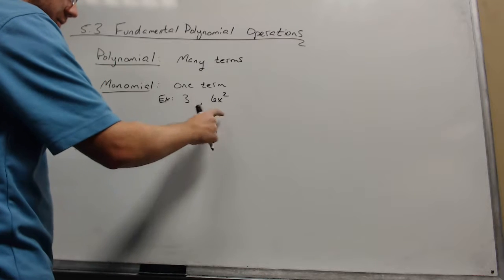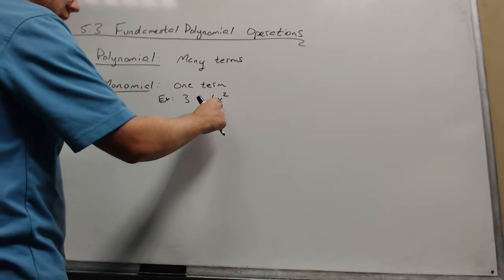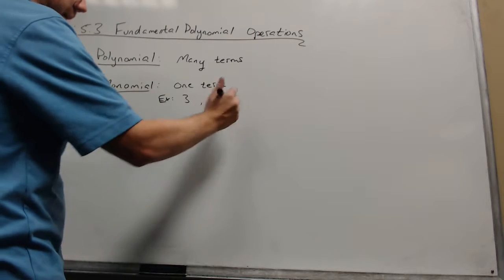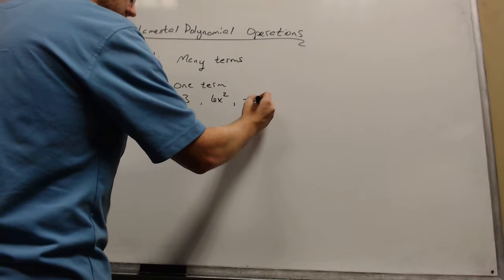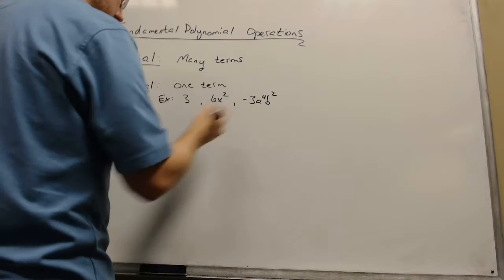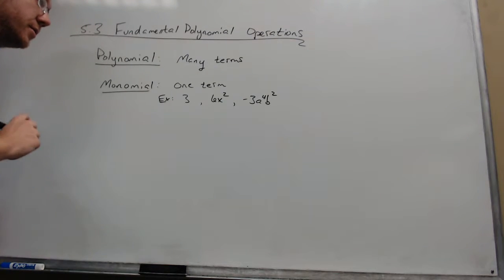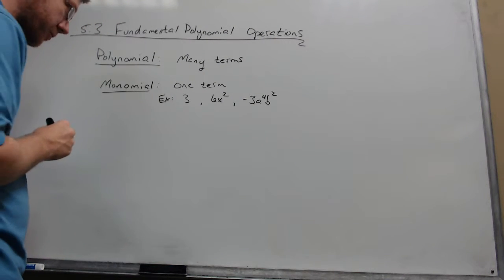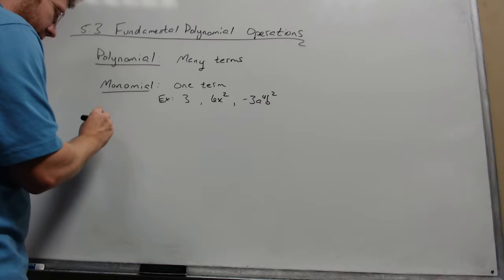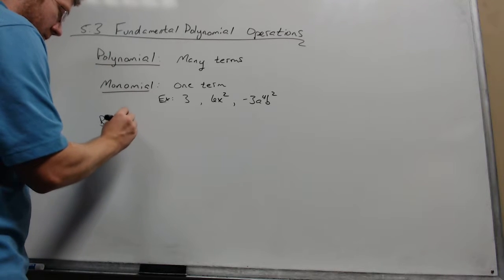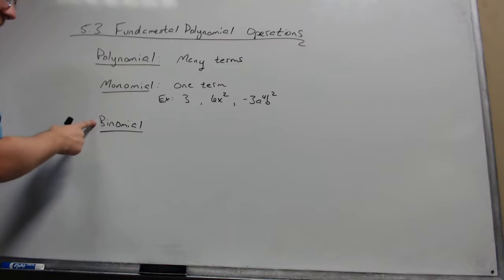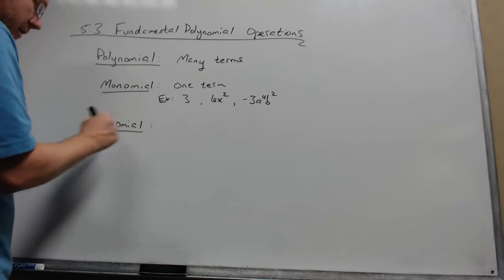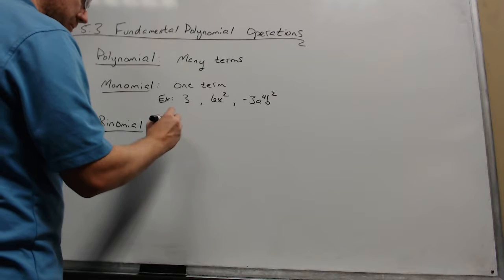We talked about terms being a coefficient and one or more variables to a power. So our negative 3 a to the 4th b squared. These are all examples of terms, one single term. We have binomials. This would be our first type of polynomial. Now it's going to have multiple terms, with the Greek prefix bi meaning 2.